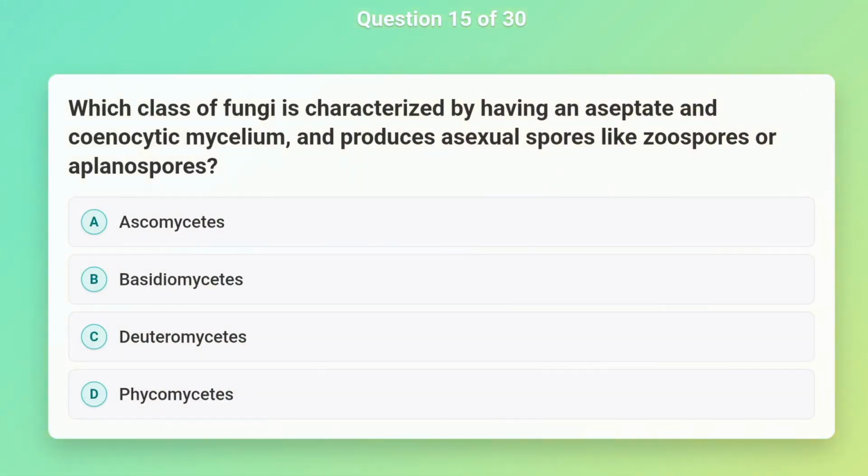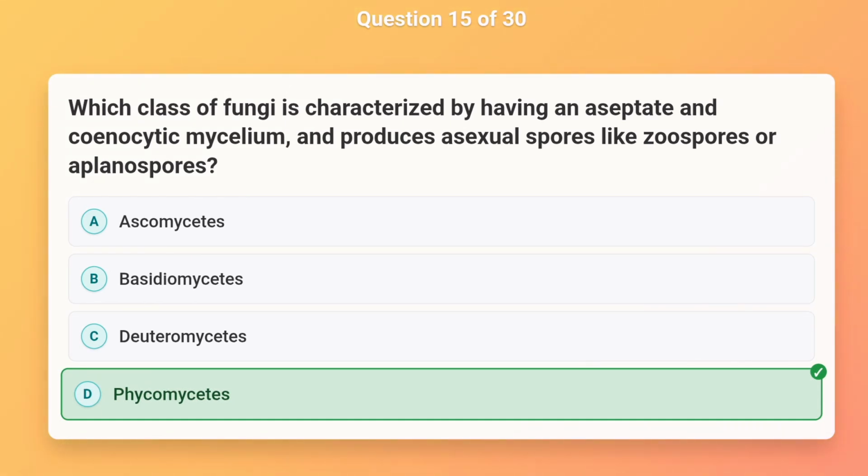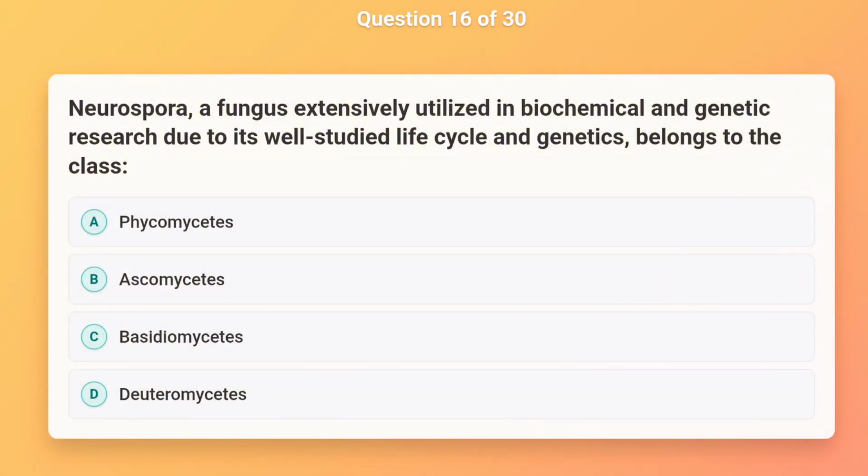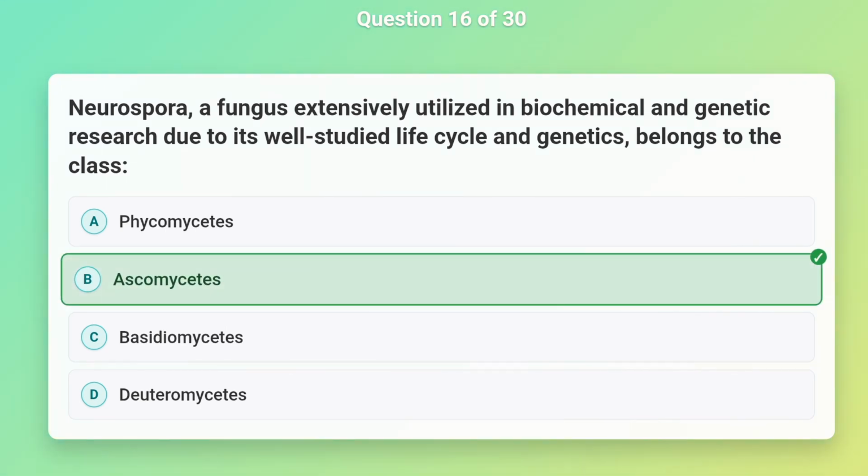Which class of fungi is characterized by having an aseptate and coenocytic mycelium, and produces asexual spores like zoospores or aplanospores? Phycomycetes. Neurospora, a fungus extensively utilized in biochemical and genetic research due to its well-studied life cycle and genetics, belongs to the class Ascomycetes.